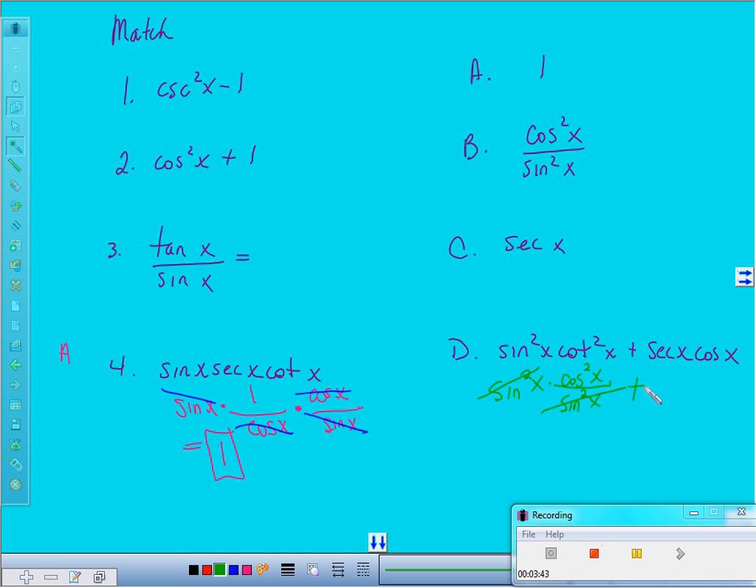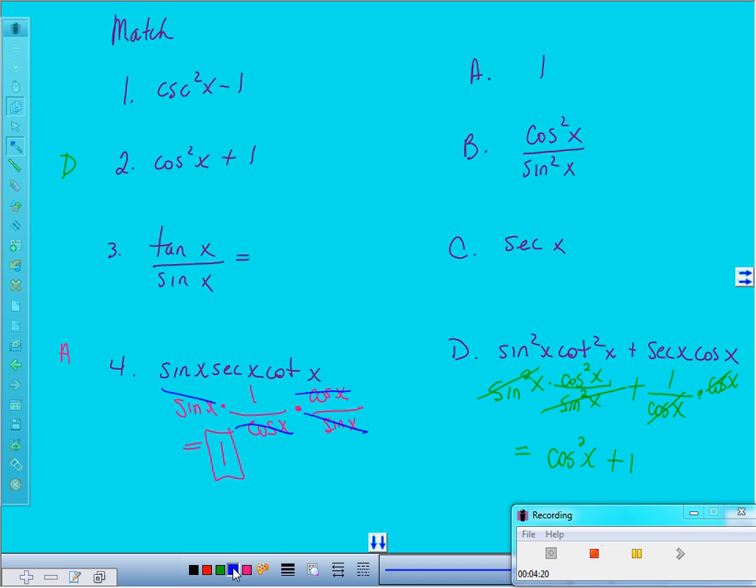Now I have a secant times a cosine. Once again, change it to sines and cosines. I'm going to change secant into 1 over cosine. I'm going to leave cosine alone because I like it. And you'll notice the cosines cancel. So what's left in that whole mess? Well, on the left side of the plus sign, there was x squared, and then we have a plus 1 left. Is that a match? And yes, it is. D matches with letter 2 up here.